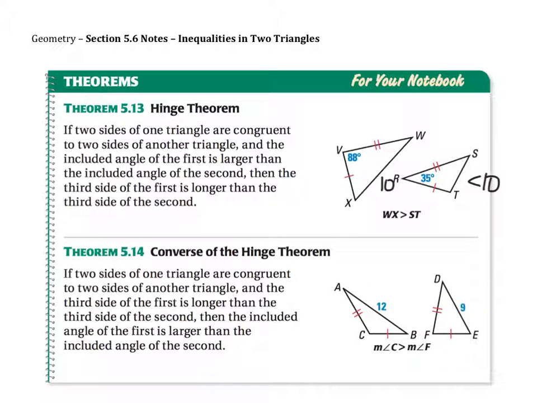Then the included angle of the first is larger than the included angle of the second. So since this side is 12 and this side is 9, that means that angle C is bigger than angle F, which is exactly what it says here. The measure of angle C is greater than the measure of angle F. So if this side's bigger than this side, then you can conclude that the angle opposite is going to be bigger when it's across from the bigger side. But again, you have to start off with congruent sides with that included angle, just like you did with the hinge theorem above. So let's move on to see an example.